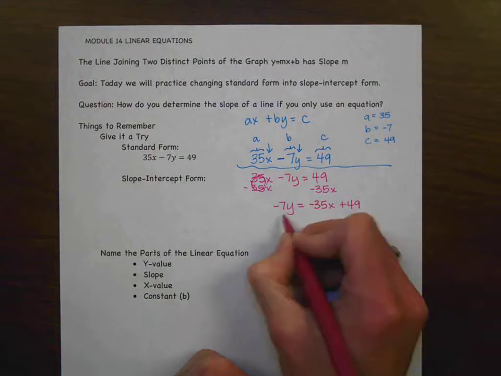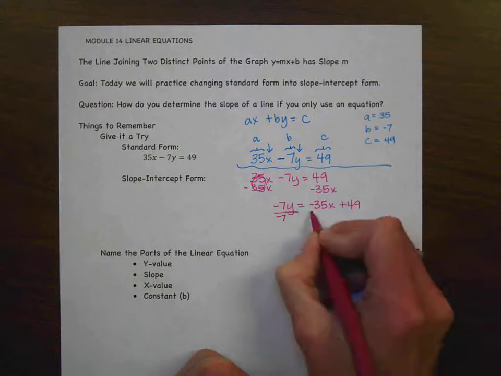And then to finish it up, I have to get y by itself, so I'm going to divide everything by a negative 7. Take the negative with you always.